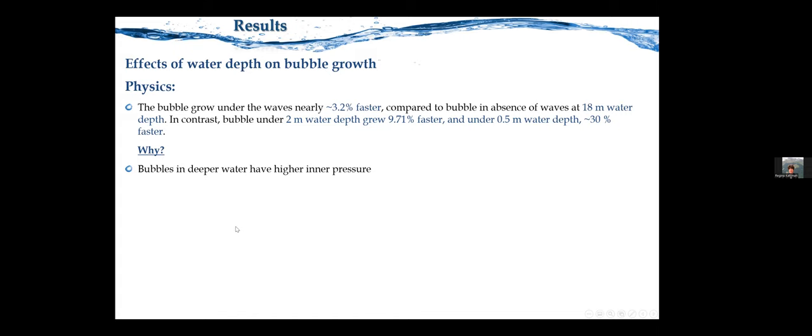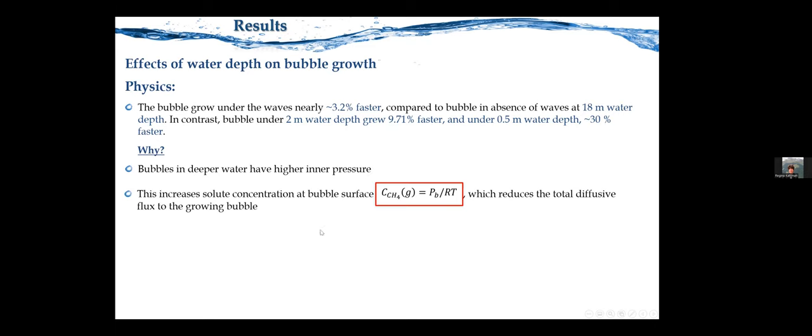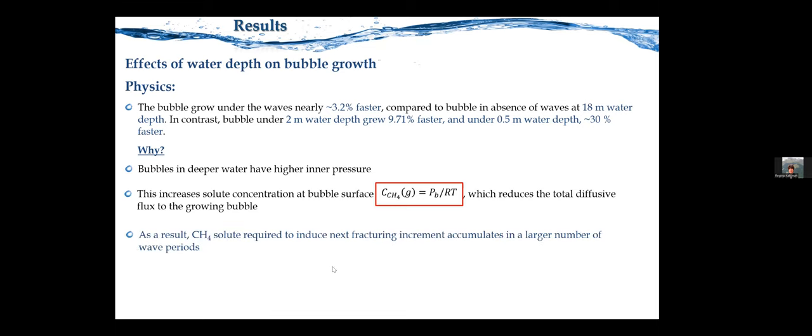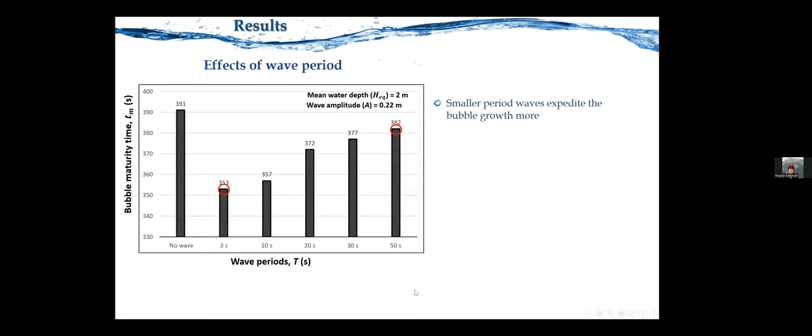It is the following. Bubbles in deeper water have a higher inner pressure. And this, as also previously, increases solute concentration at the bubble surface, and thus this decreases the total diffusive flux. And methane solute required to induce the next fracturing increment accumulates over a larger number of wave periods. And that is why the bubble under the wave grows faster.